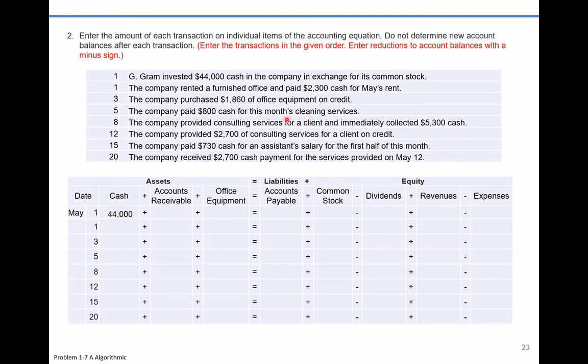Now, what is the other account involved in this transaction? Well, the company, in exchange for that cash, issued common stock certificates to Mr. Graham. How much did they issue in common stock certificates? $44,000 as well.